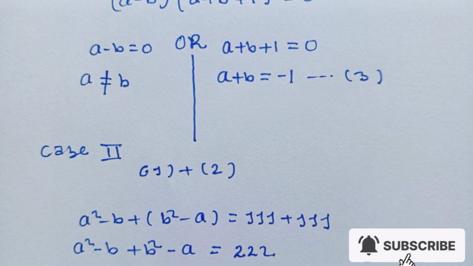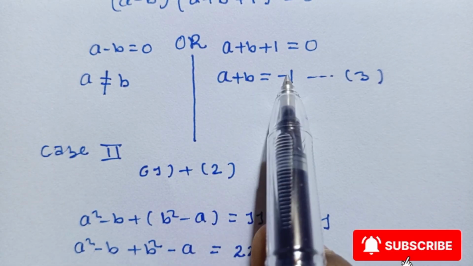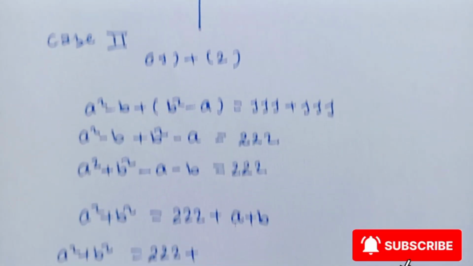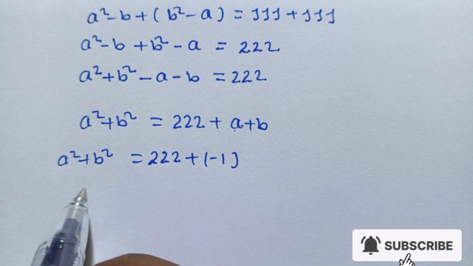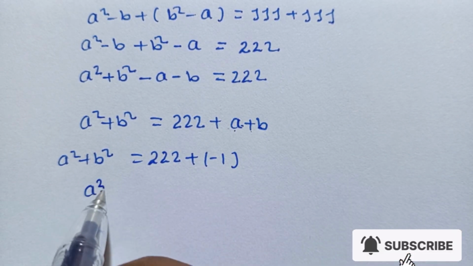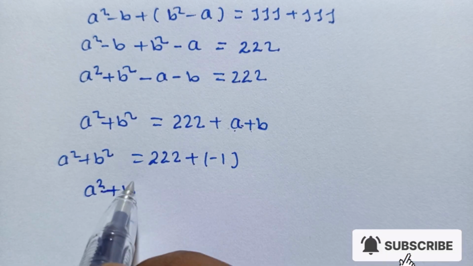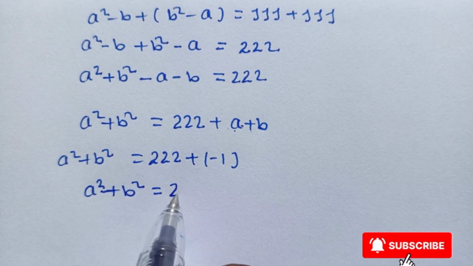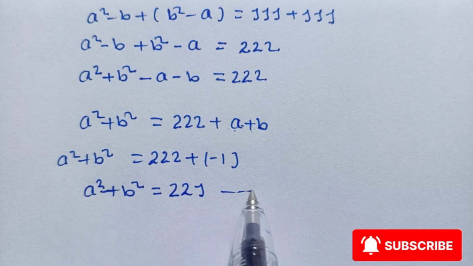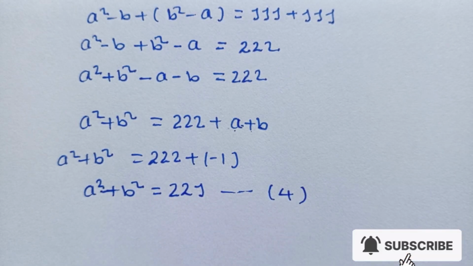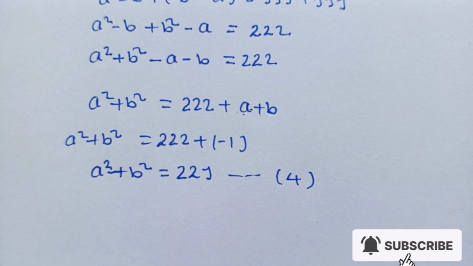From equation 3, a plus b equal to minus 1. So a square plus b square equal to 222 minus 1, that is 221. This is equation 4.